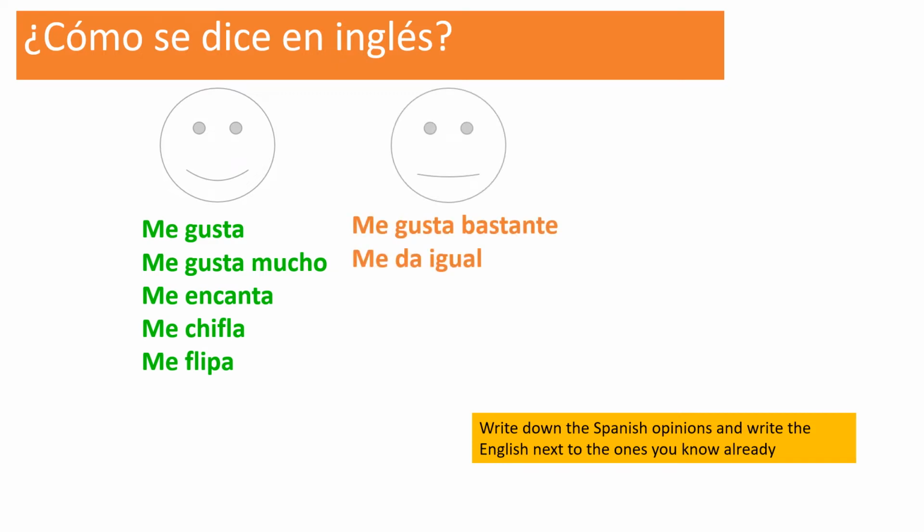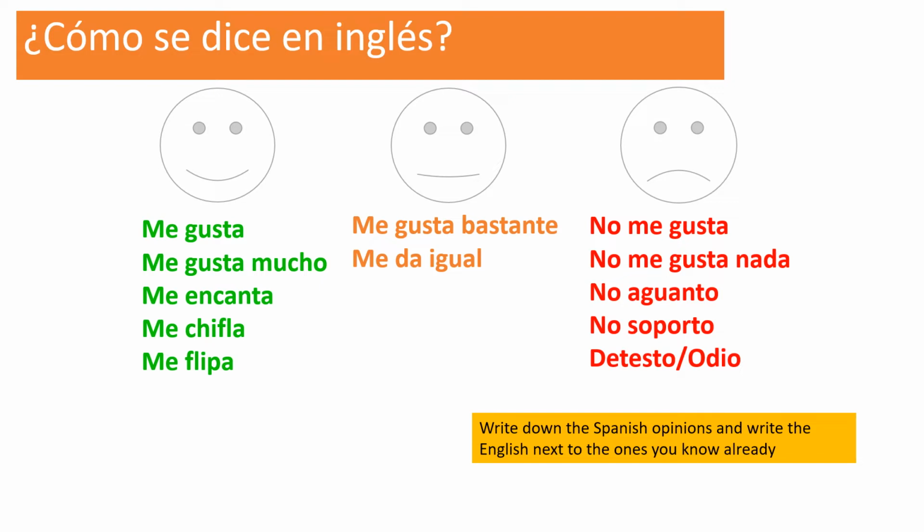Okay, your next slide, these are sort of in between a like and a dislike. So you've got me gusta bastante, me da igual. And then your last column, you've got no me gusta nada, no aguanto, no soporto, detesto, and odio. So what I'd like you to do is, for the ones that you don't know, I would like you to do your own little bit of research. Could you go on wordreference.com? Could you see if you could work them out?